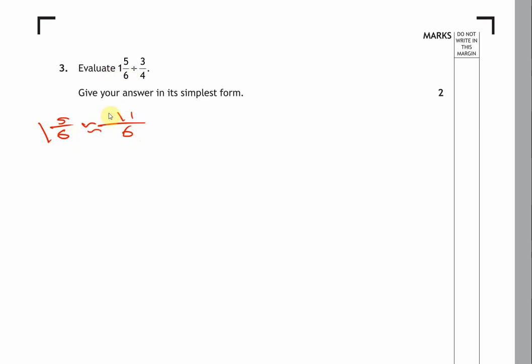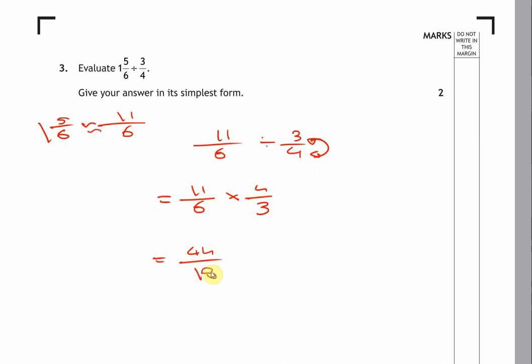So what we can then do is replace this with 11 over 6. So we'll have 11 over 6 divided by 3 over 4. Now when we divide fractions, remember we flip the second one upside down, and then the divide becomes times. So we have 11 over 6 times 4 over 3. So then we'll have 11 times 4, which is 44, and then we have 6 times 3, which is 18.